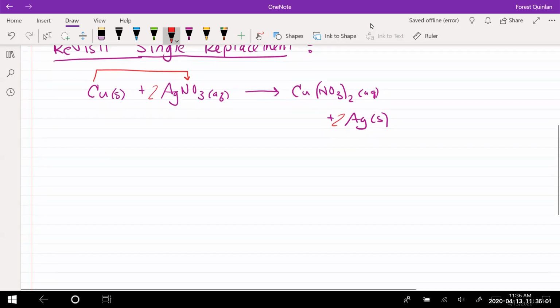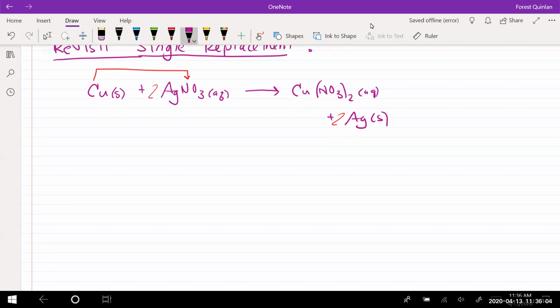Now, the interesting thing about this reaction is if instead I did solid silver plus this copper 2 nitrate, on the other side, we get no reaction. Now that may seem odd because what's the difference? You switch out a metal, you switch out the stuff. Why does it go one way and why does it not go the other?